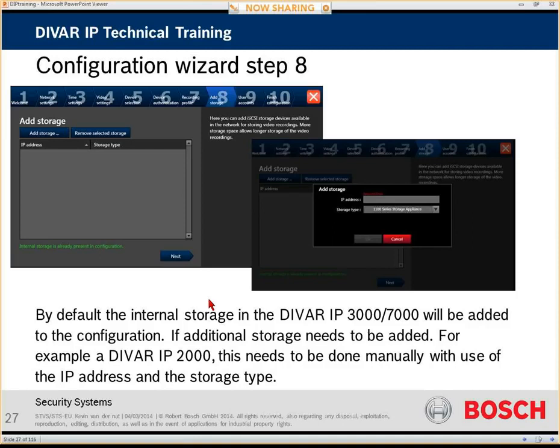Of course, if I have a Divar IP3 or 7000 that I would like to configure with additional storage, then I manually need to click the Add Storage button here. I'll receive a pop-up window where I have to fill in the IP address as well as the storage type based on what I would like to add into the configuration. So the one thing that it requires action for you on in this step is if I want to use an external storage device that is outside of my Divar IP unit. And as soon as you've filled in the correct information here, the storage will be added into the configuration in addition to the Divar IP internal storage.